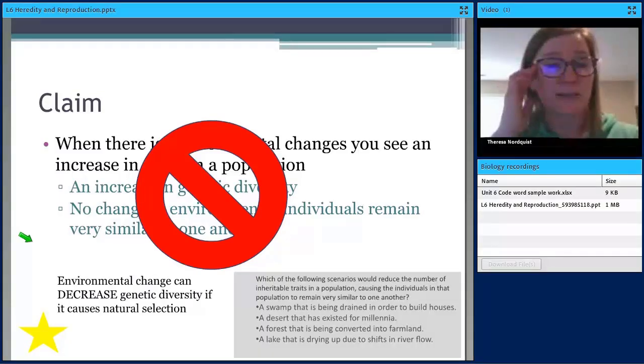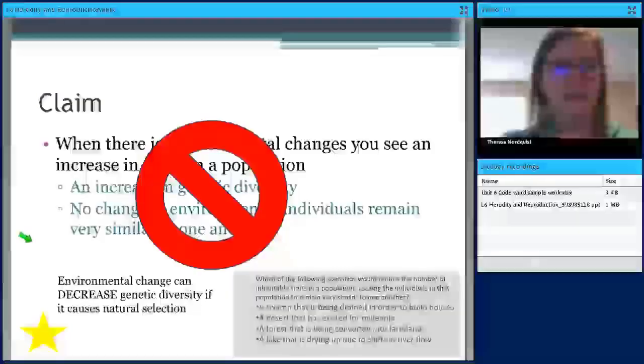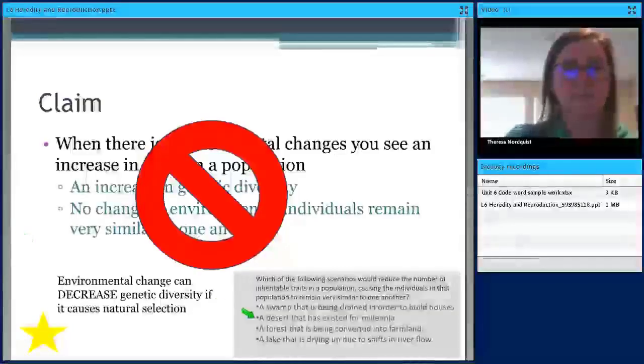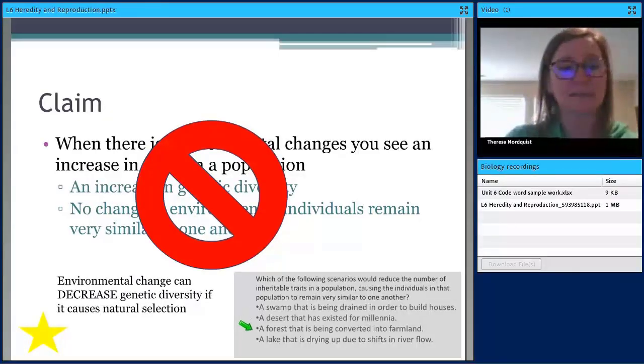So there's a question on your quick check that says, which of the following scenarios would reduce the number of inheritable traits in a population, causing individuals in that population to remain very similar to one another? The answer you should check, so you get the point, is a desert that has existed for millennia, because this is the only one that doesn't have any change. Everything else has a big change in the ecosystem, but that big change is not going to cause mutations to occur.